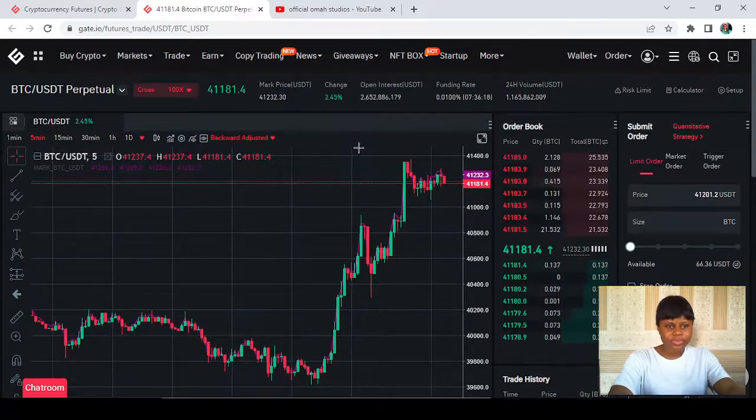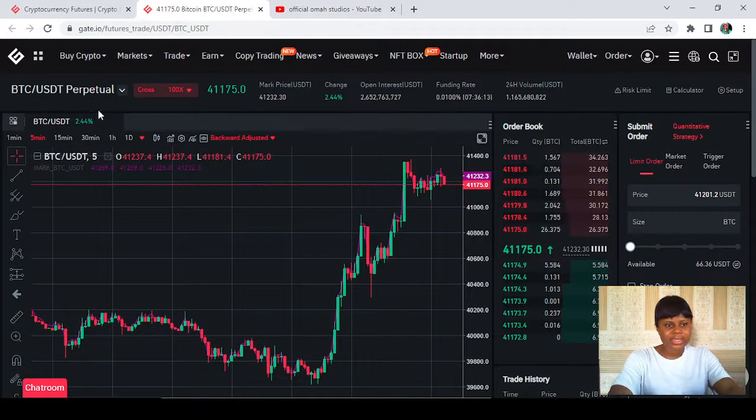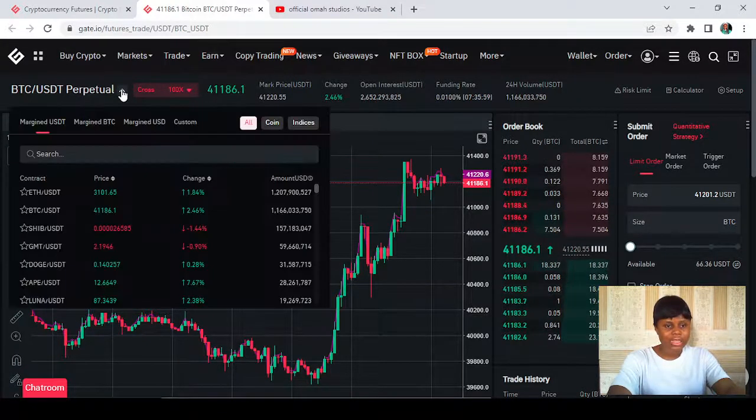Now some of the things I need us to take a look at on Gate.io perpetual trading. When you come here, this place says BTC USDT perpetual trade. If you want to change to any other crypto, you just come to this arrow that is pointing down and select the token you want to trade. You have choices: Ethereum, ETH USDT, BTC USDT, SHIB USDT, GMT, Doge, Ape, and the likes of it. You can just come here and scroll through.